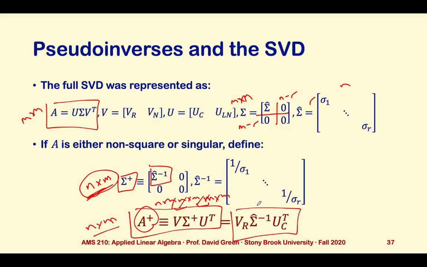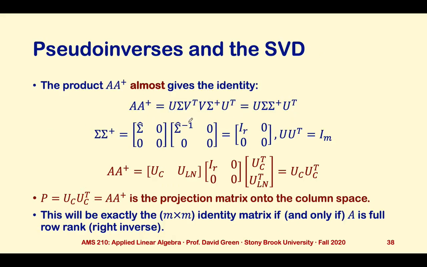What properties does this pseudo-inverse have? Well, the product A A plus almost gives us the identity matrix. What do we mean by that? Let's plug in our expression for A, U sigma V transpose, and our expression for A plus, V sigma plus U transpose. V transpose V equals the identity matrix, so it disappears, and we're left with U sigma sigma plus U transpose.